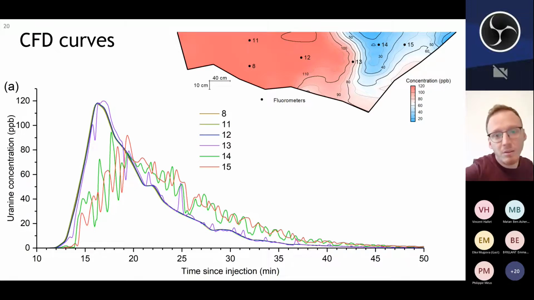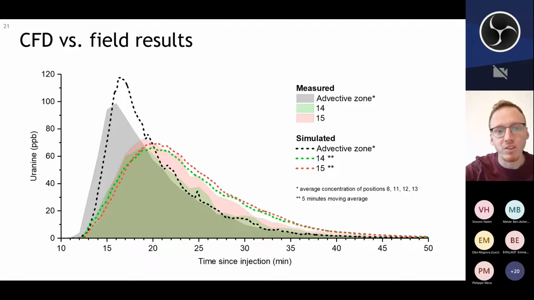You have 8, 11, 12, 13, which are very similar. And then nicely, 14 and 15 are quite different. So this is very similar to the field result. The only difference is that we have a lot of strange signal for 14 and 15. If we average this out, this gives us the dashed lines.